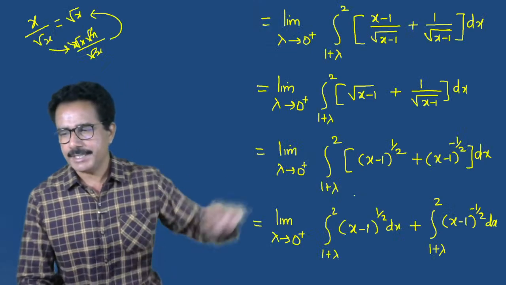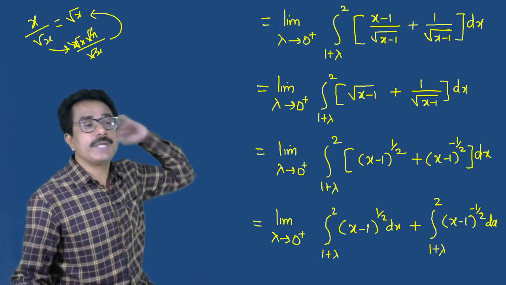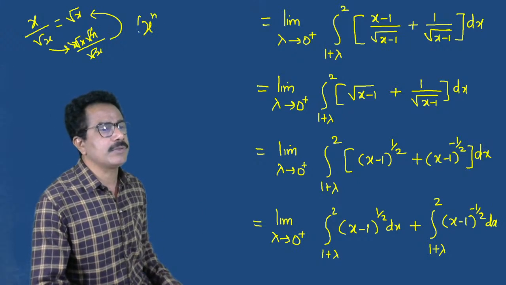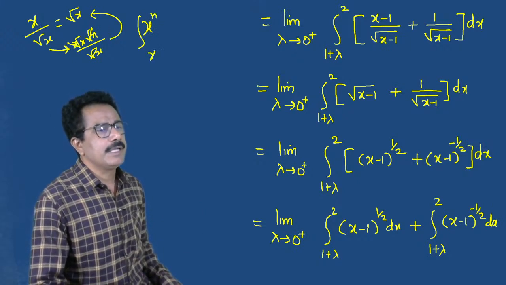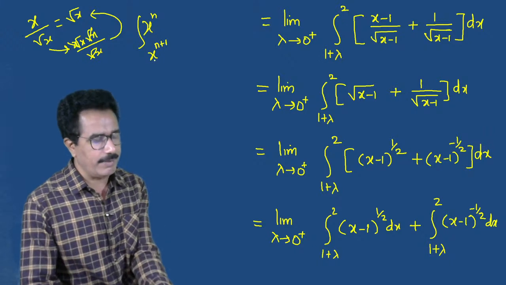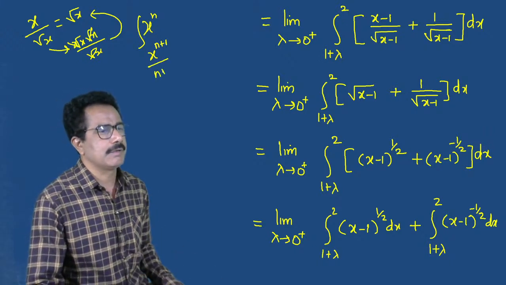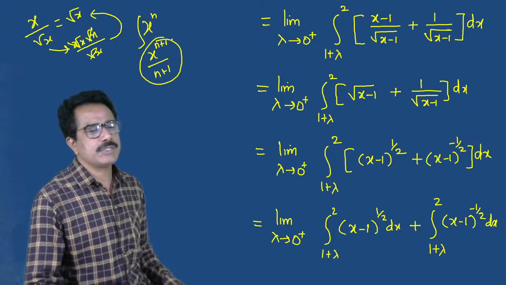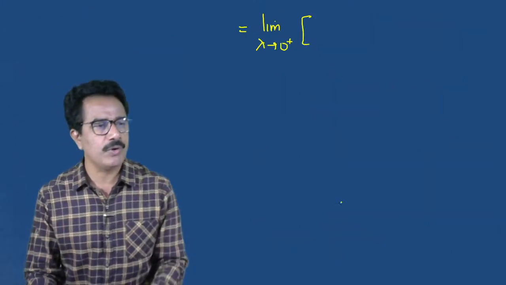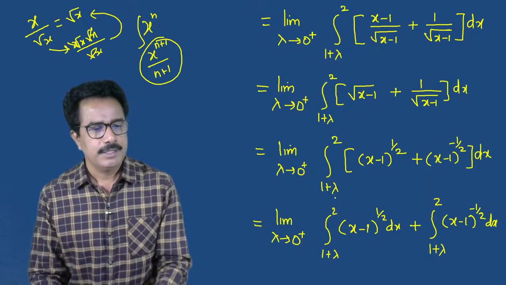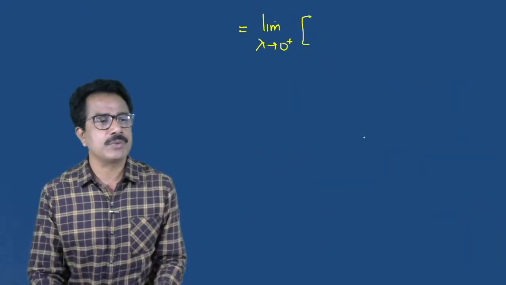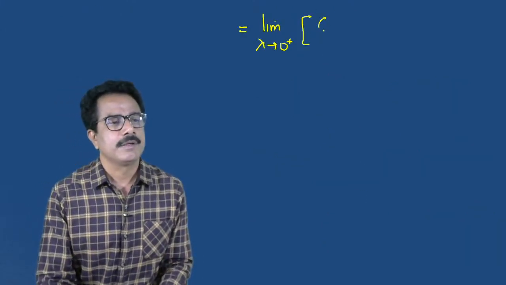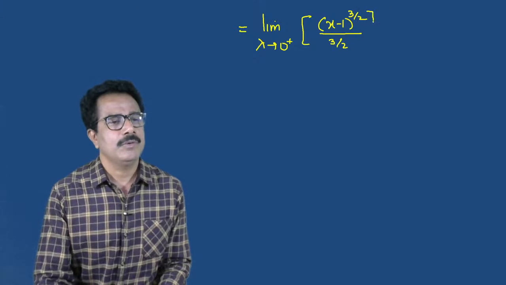इंटीग्रेशन काय है तर याचं इंटीग्रेशन x रेज टू n है, अगर x रेज टू n है तो इसका इंटीग्रेशन आता है x रेज टू n प्लस 1 डिवाइड बाय n प्लस 1. So we can write x minus 1 bracket raised to 1 by 2 means x minus 1 bracket raised to 3 by 2 upon 3 by 2 over the limit 1 plus lambda to 2.